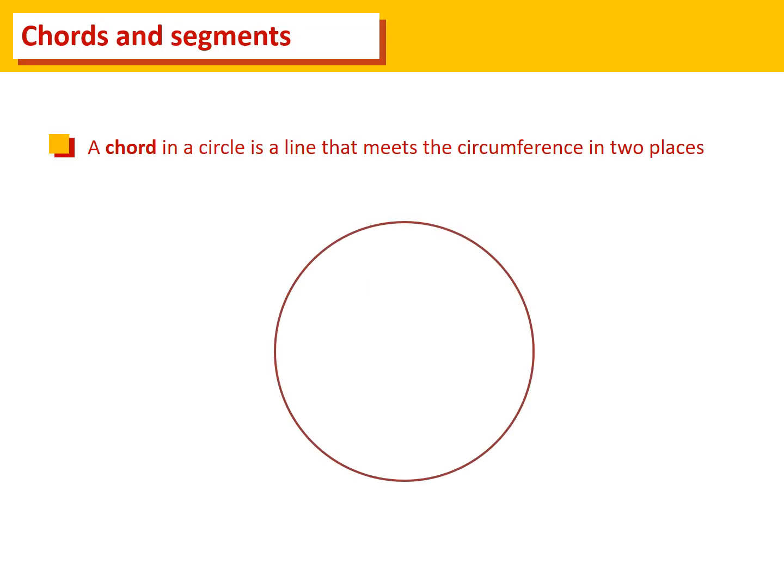Well, first of all, we need to know what a segment is. That line there is a chord, and a chord is a straight line that meets the circumference in two places, and it divides a circle into two segments. The major segment, because that's the bigger segment, and the minor segment.